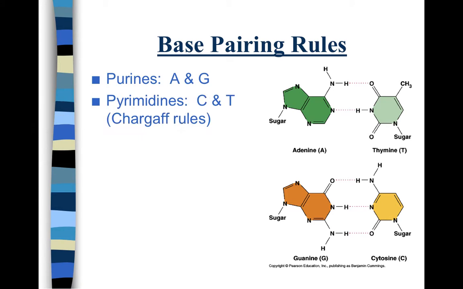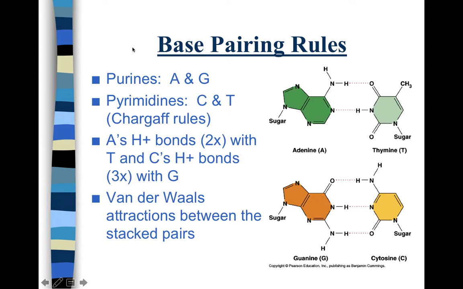Base pairing rules. All right, so purines are adenine and guanine. Pyrimidines, C and T, are cytosine and thymine. Adenine hydrogen bonds twice with thymine, and cytosine hydrogen bonds three times with guanine. Van der Waals attraction between the stacked pairs.